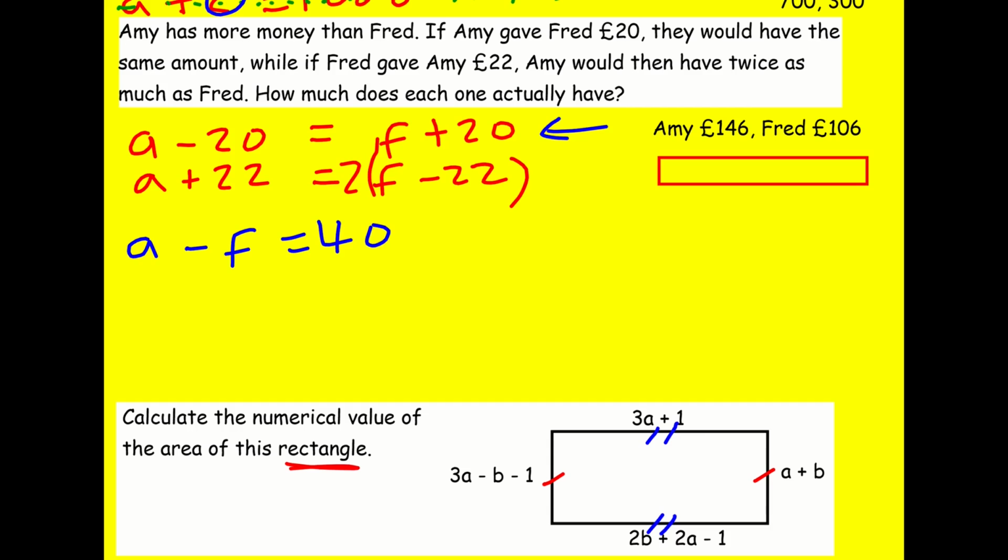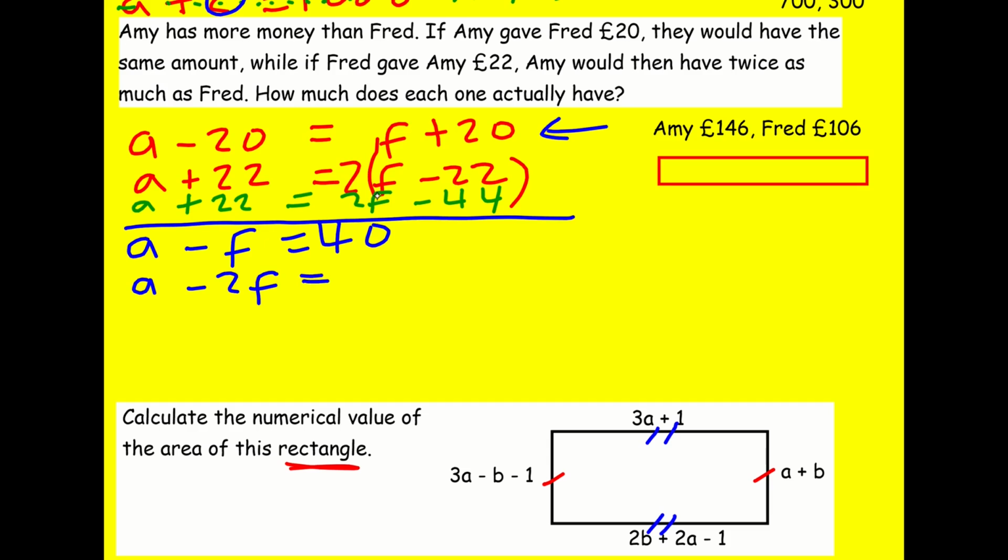And then the next one, before I rearrange it, I'm going to expand it out. So it's going to be a plus 22 equals 2f minus 44 by expanding my brackets. And then I'm going to rearrange this one. I'm going to minus 2f from both sides, a minus 2f, and then I'm going to minus 22 from both sides. Actually, I'm going to get minus 66. Negative here. This is looking slightly awkward because of these negatives, but we can still deal with it.